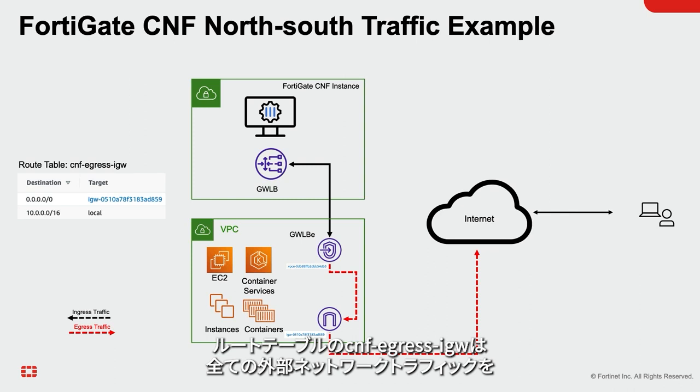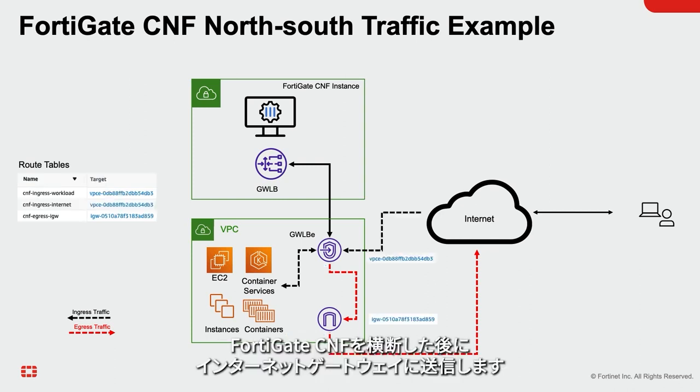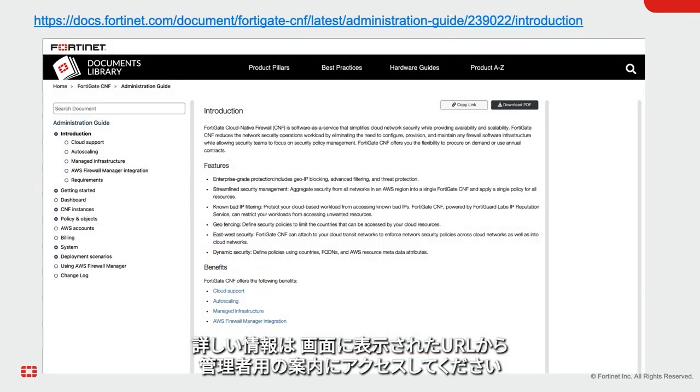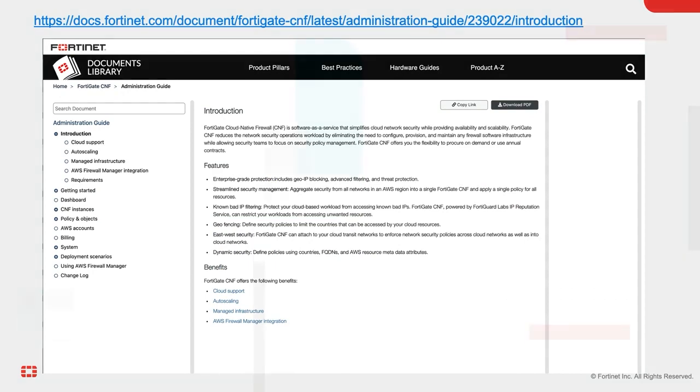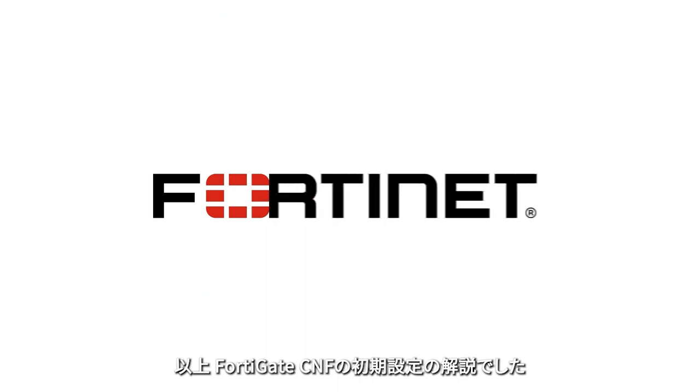The route table CNF-egress-IGW sends all external network traffic to the internet gateway after traversing the FortiGate CNF. All 3 route tables are shown together for this north-south traffic deployment. For more information, please visit the URL found on the screen to access the admin guide. This concludes the video for initial configuration of FortiGate CNF.